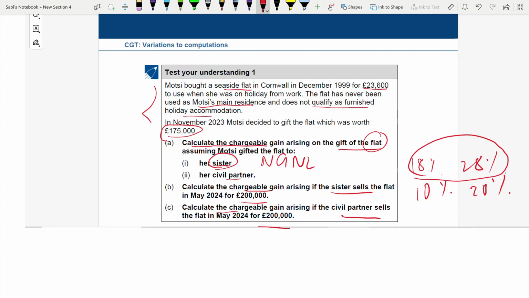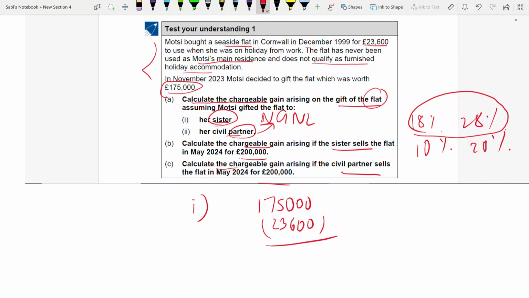If it is to the sister, no problem, we have to use the actual market consideration. If it is to the civil partner, we have to use this. So the market value is 175,000, and we deduct the cost. We bought it for 23,600. Very easy, nothing to worry about. So the chargeable gain, if it is to the sister, is 151,400 normally. No issue. Coming to the second, if it's a spouse, what happens? You have to write no gain, no loss transfer.